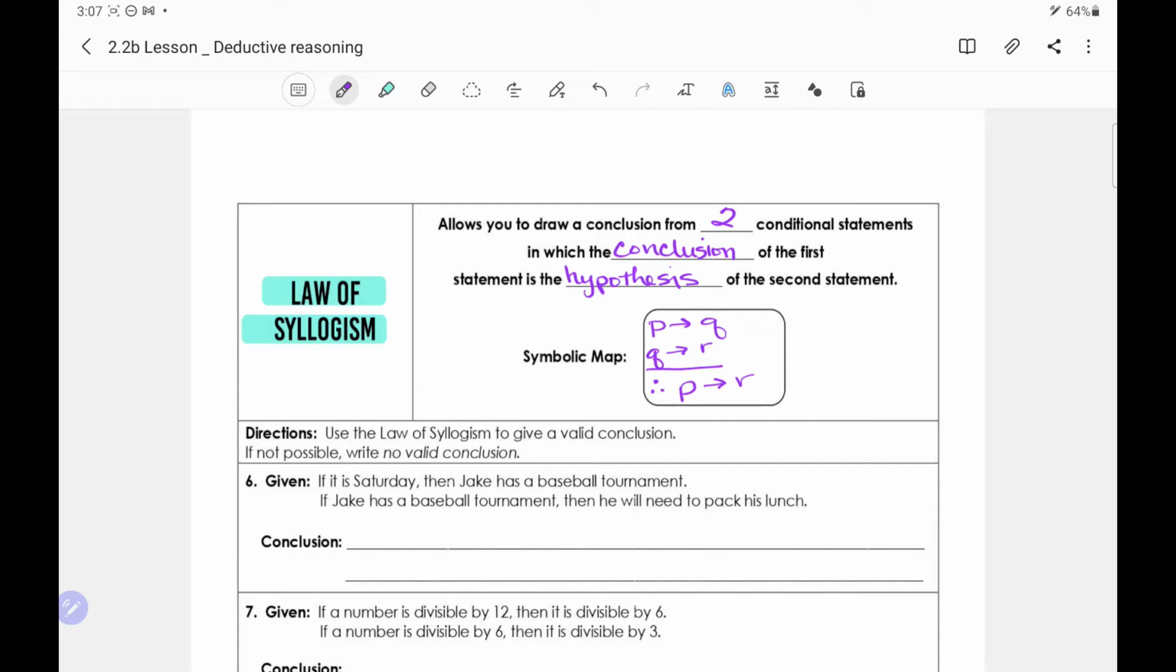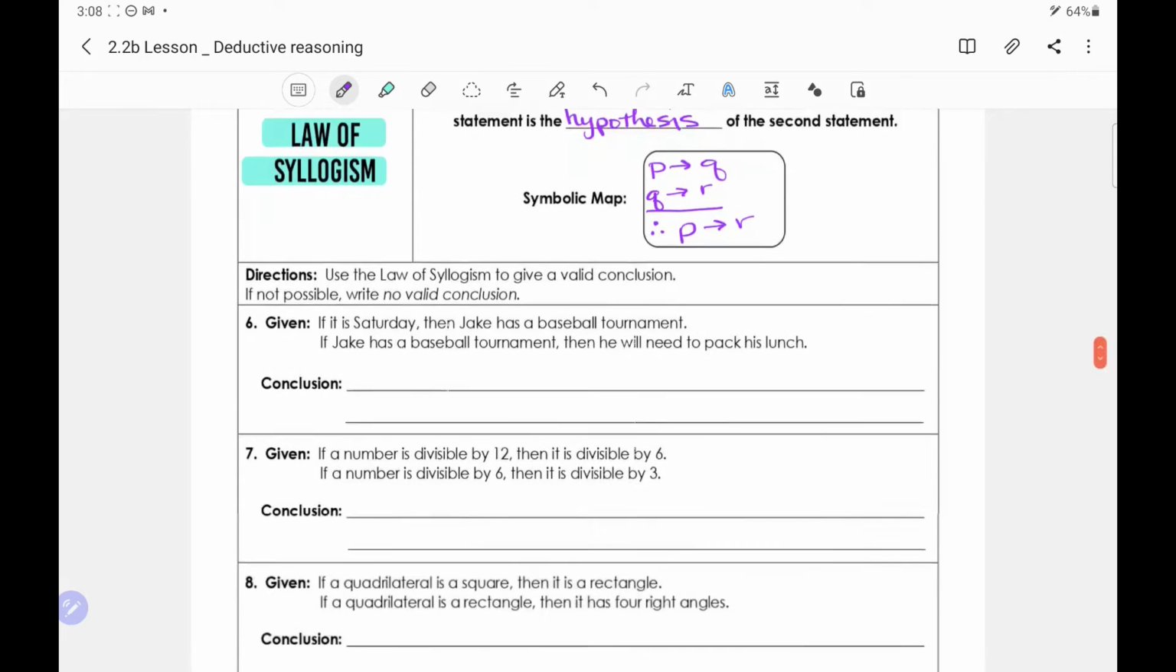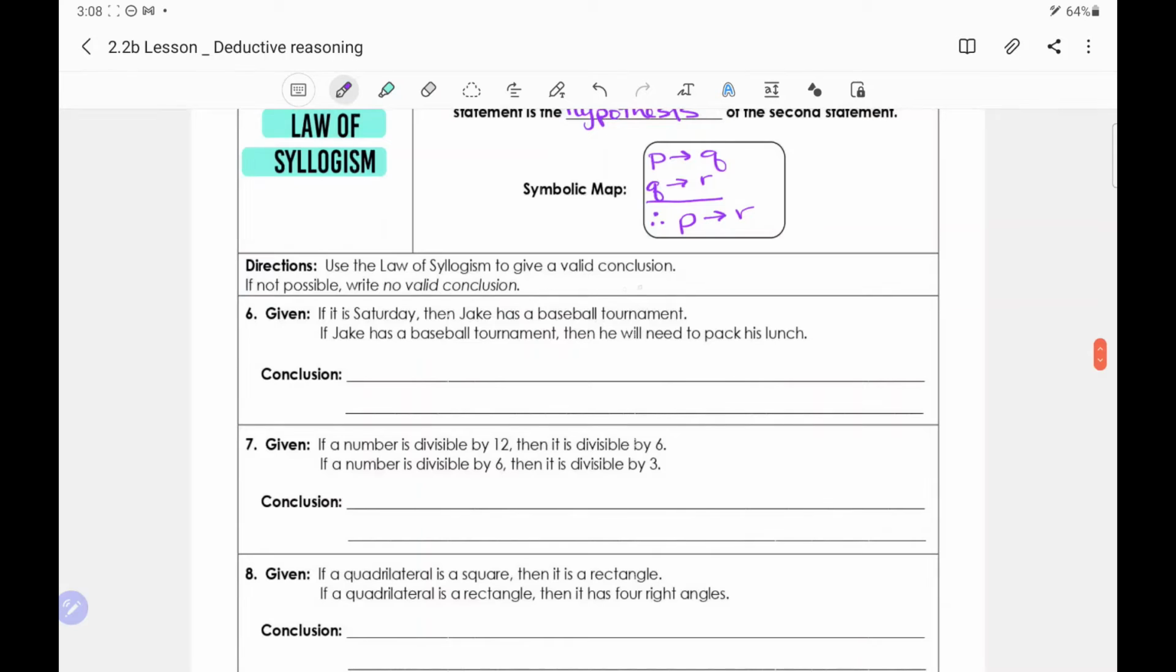Let's go ahead and look at some examples. And we will point out here, it does say use the law of syllogism to get a valid conclusion. If not possible, write no valid conclusion. So sometimes we will find that the law of syllogism does not apply and we can't reach a valid conclusion. So let's look at example 6.